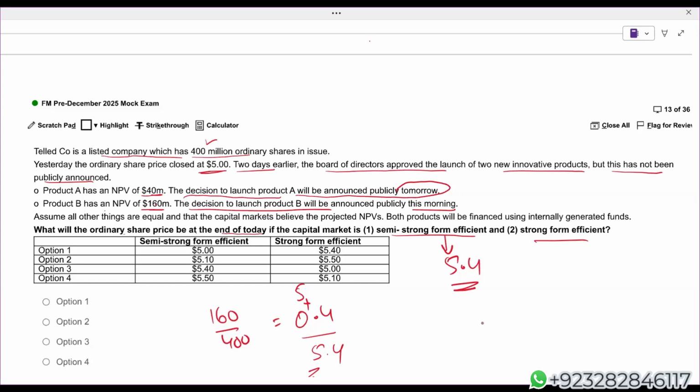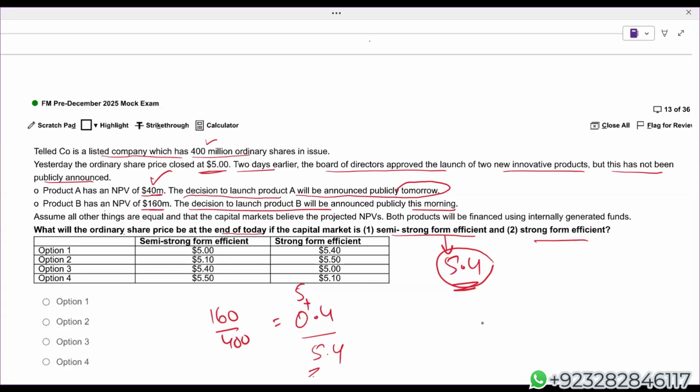In case of semi-strong efficiency, the 40 million impact will not come today to your share price because you are not announcing it. So under a semi-strong efficient market, your share price will be 5.4. Strong form efficient. Now listen, strong form efficient means your share price reflects information of the past, public, plus insider information. Then whether you announce or not, no issue at all. Share price will have the impact.